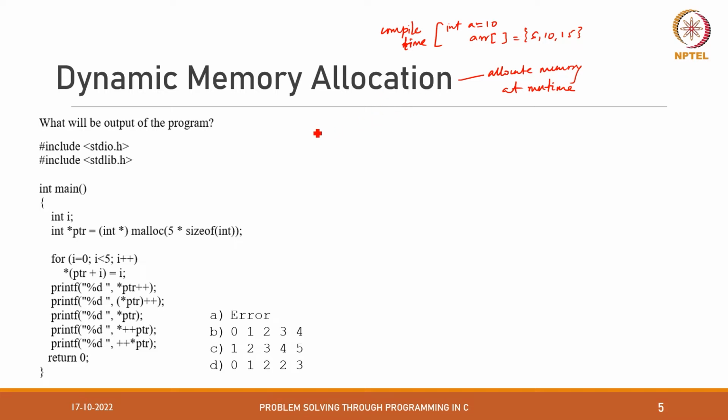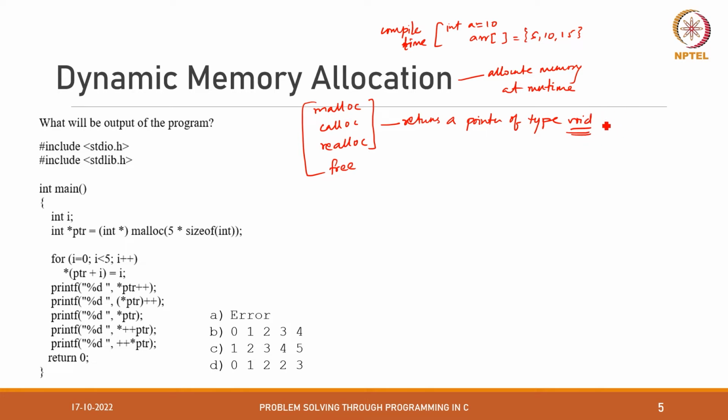In the lectures we have seen the malloc function, calloc function, realloc function, and the free function. All these four functions are different ways of dynamic memory allocation in C. Three of these return to you a pointer of type void. This is very important: it returns a pointer of type void pointing to the first byte of the space allocated.